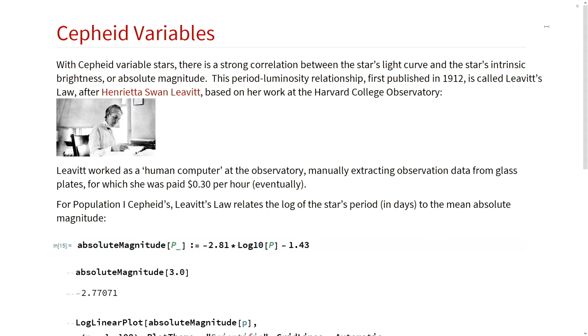And so we're going to do this and create a time series of data. The example I'm going to use has to do with the class of variable stars called Cepheid variables. Cepheid variable stars are interesting because there's a strong correlation between the star's light curve and the star's intrinsic brightness, or its absolute magnitude. This period-luminosity relationship, which was first published in 1912, is called Leavitt's Law, after Henrietta Swan Leavitt, based on her work at the Harvard College Observatory.